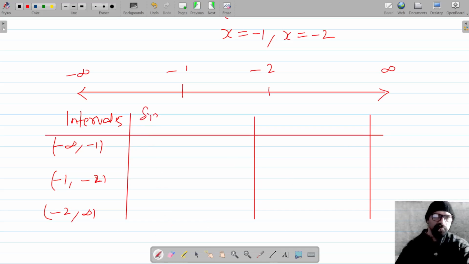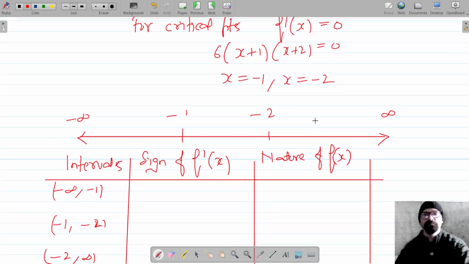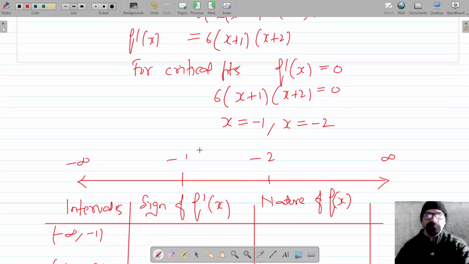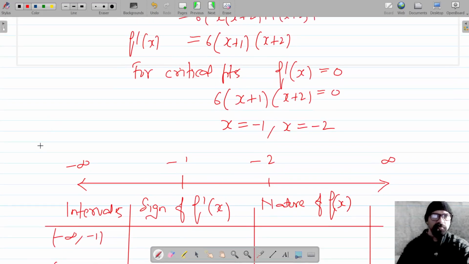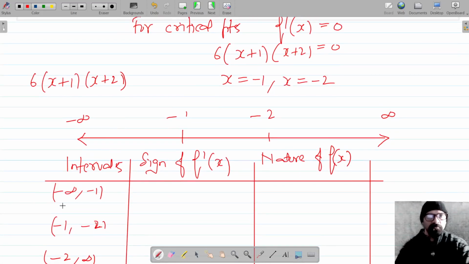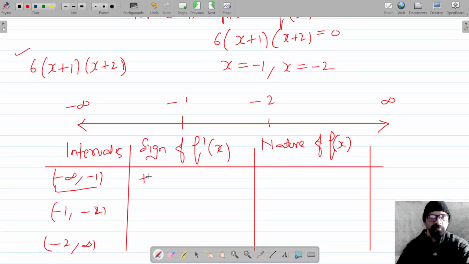So the second column would be the sign of f dash x, the first order derivative, and then the nature of f of x for that class interval. For our function, we now write down the first order derivative, which is 6 into x plus 1 into x plus 2. So 6 is positive, so I will write positive here.